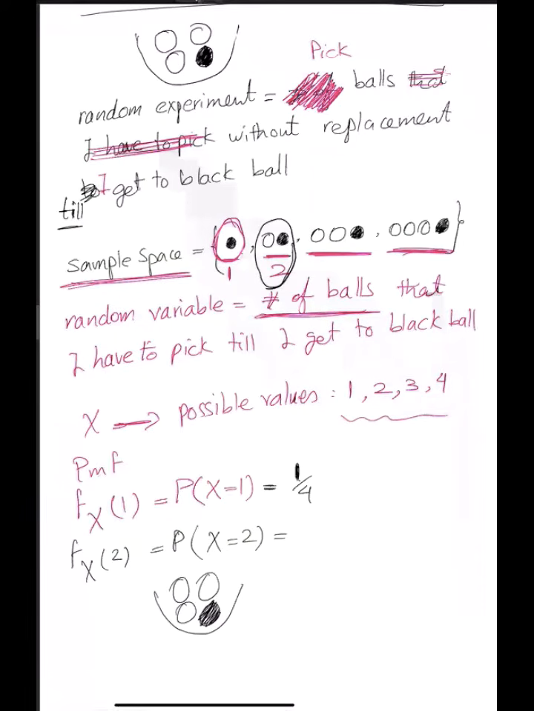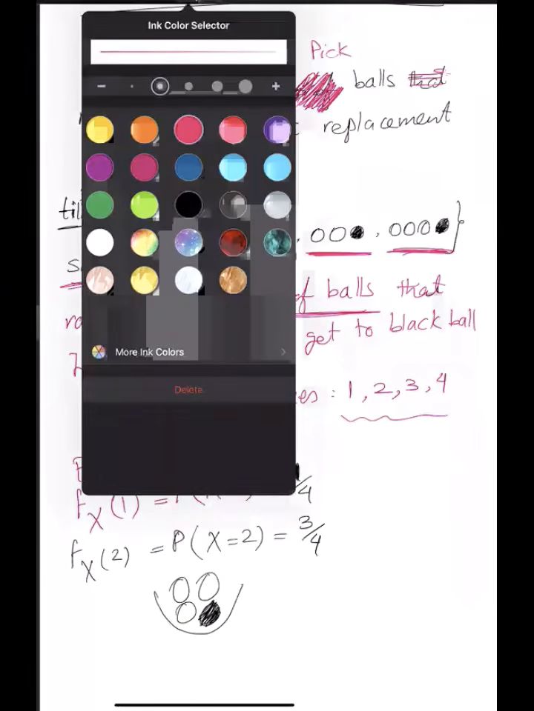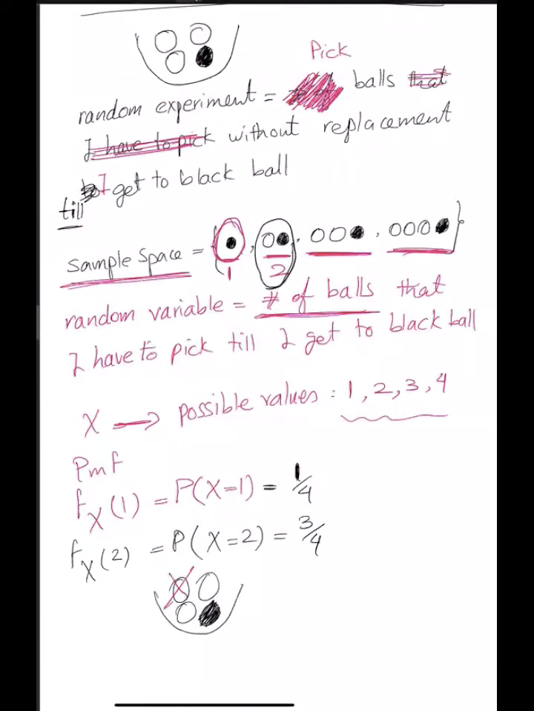3 over 4. 3 out of these balls are white, so 3 over 4 are white. And then it's without replacement. So let's assume I pick this one and I remove it from the ball. I want the first ball to be white here, and I want the second ball to be black. What is the chance that the second one is black, given the fact that one ball is removed? 1 over 3.